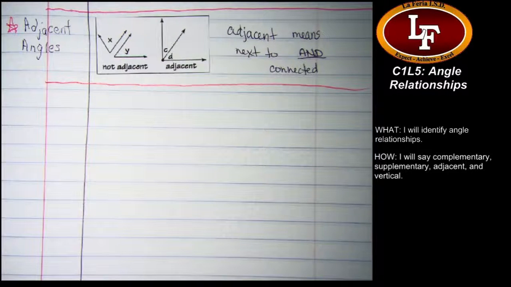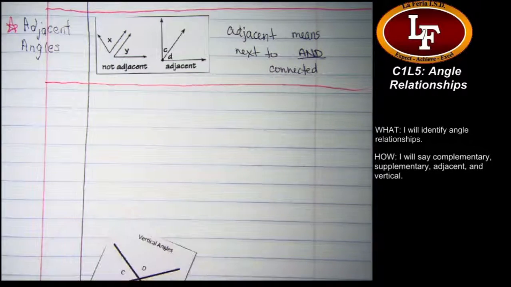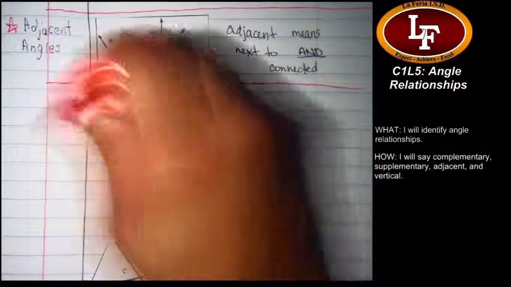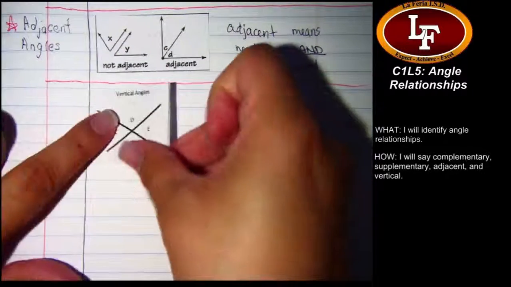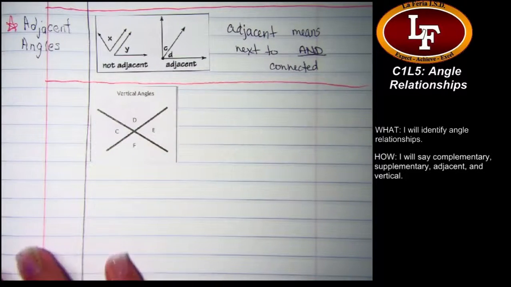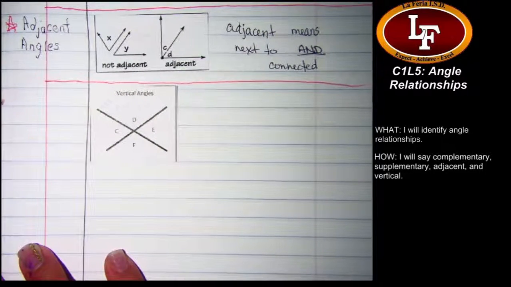Next graphic. I've got to find my next graphic. Here it is. The next graphic is the one that looks like an X. Off to the left, the vocabulary word is.